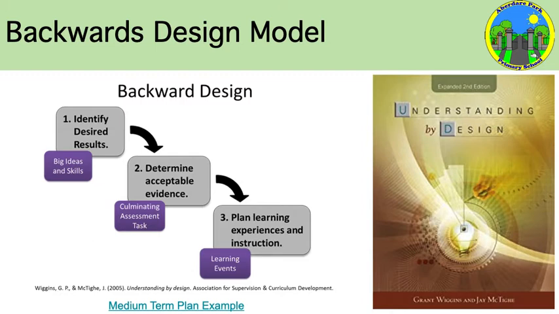The next step is determining the acceptable evidence. What types of assessment opportunities will we plan to use to assess whether the learners have achieved the intended learning? This can be through rich tasks, low stakes quizzes, exit tickets, a variety of different assessment strategies. And then finally, the third step is choosing the activities and learning experiences that will support us in ensuring the intended learning can be realised by the children.